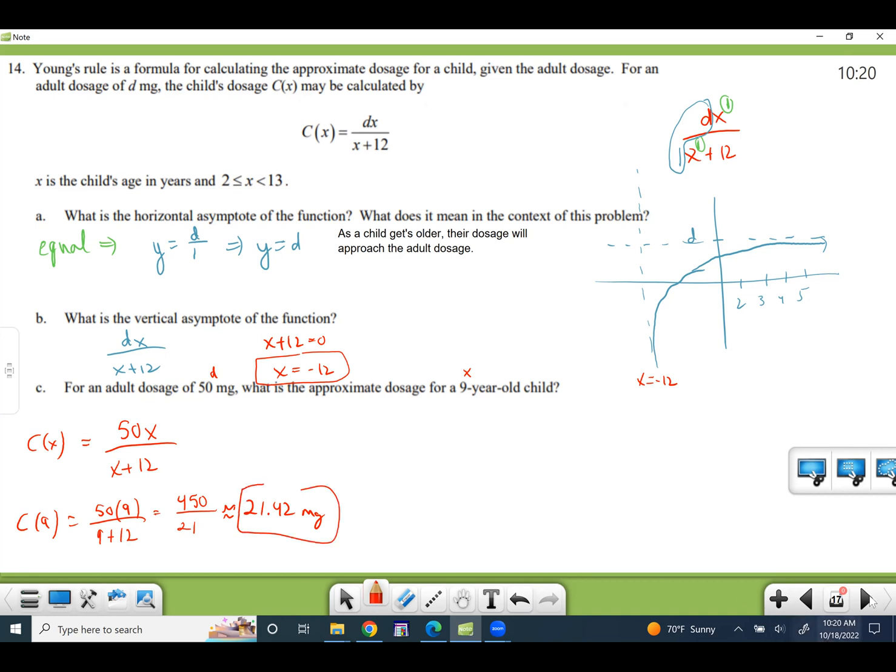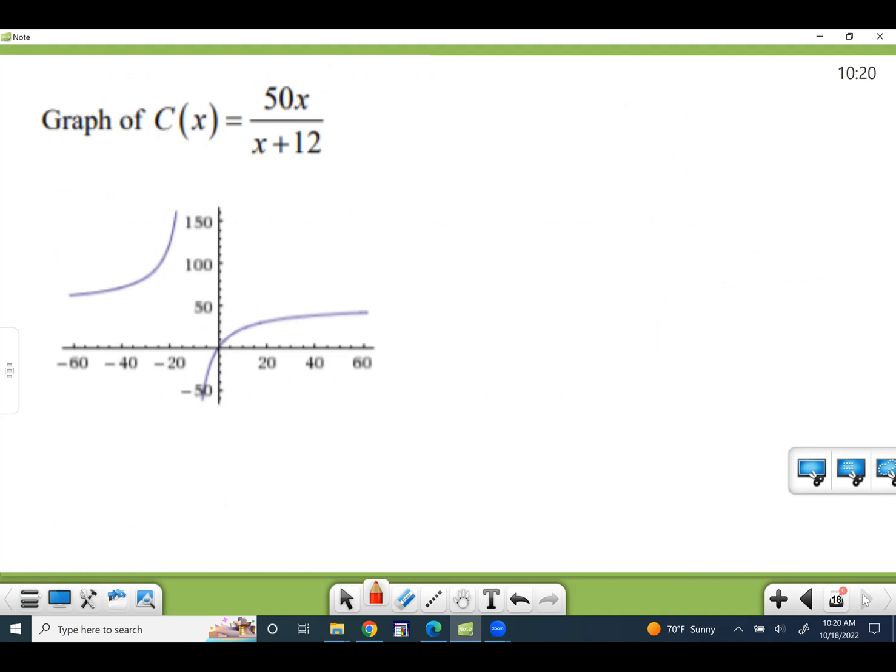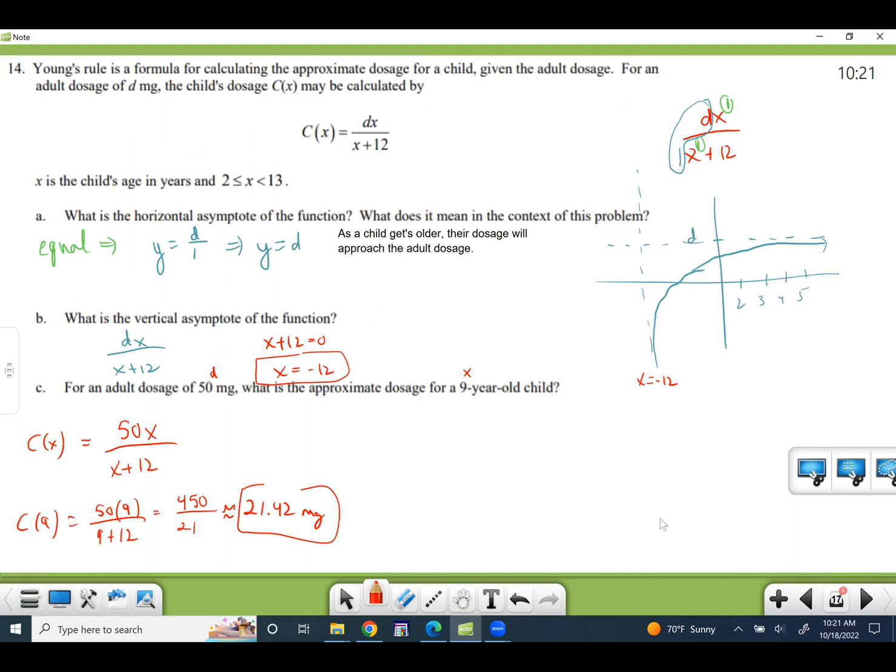And I want to say that's it. There's just a graph on this last page. Yep, and our graph looks pretty darn good. 50 would be the horizontal asymptote, like we said, because the child's dosage would approach the adult dosage as time goes on, right? Okay.